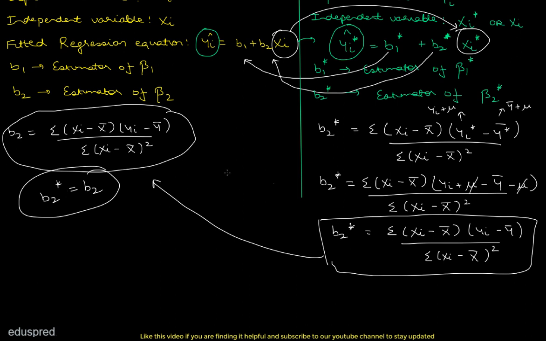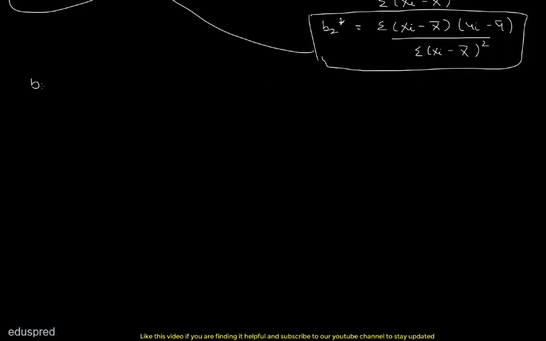Now we have to find the relationship between b1 star and b1. So let's create some more space over here. So b1 is equal to y bar minus b2 x bar, and b1 star is equal to y star bar minus b2 star x star bar. Note that it doesn't matter whether I write x star bar or x bar because both of them are one and the same thing. So I can just write x bar over here.